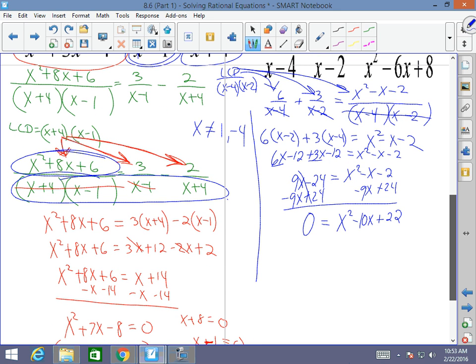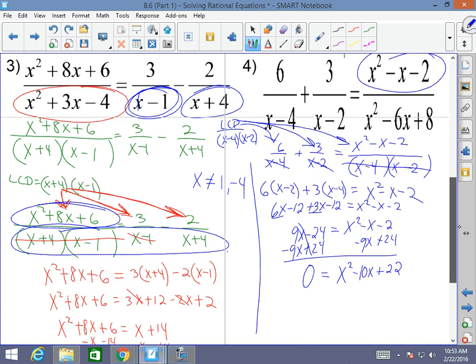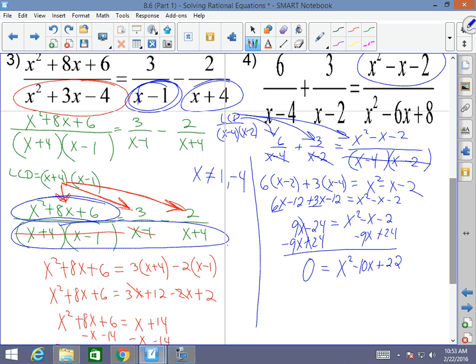No, it's not that it's a no solution. No, it's plus 22. You got 6x minus 12, yeah. 3x minus 12, yeah. That's negative 24. Okay, this is what happened here. This was my fault. I didn't make this factorable. That is my fault.